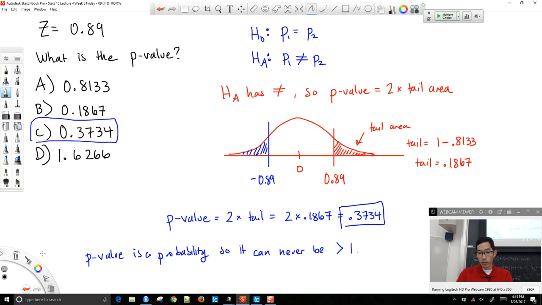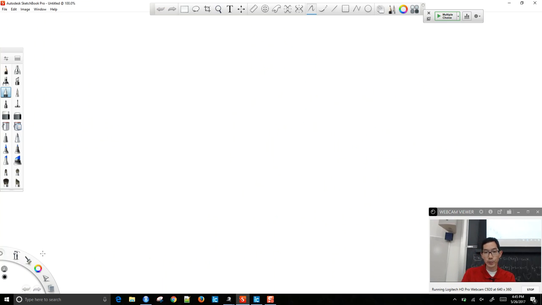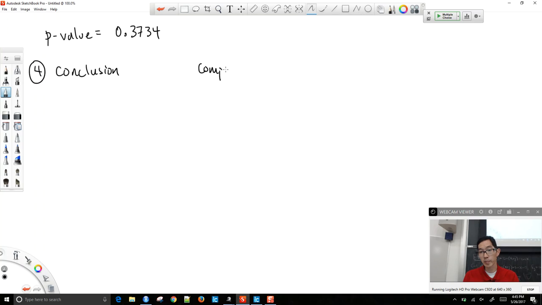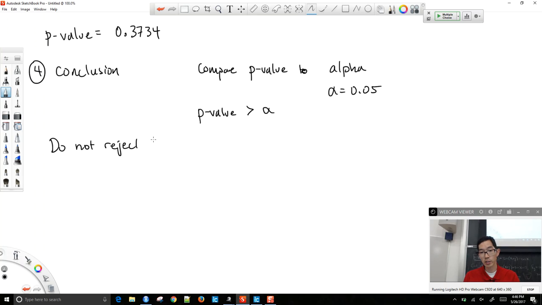Okay, and so we have our p-value, 0.3734, and so now the question is, what is our conclusion? Our last part is make the conclusion. So we compare the p-value to alpha. We have alpha equal to 0.05. So what we have is our p-value is greater than alpha. What does this mean? This means we do not reject the null hypothesis.